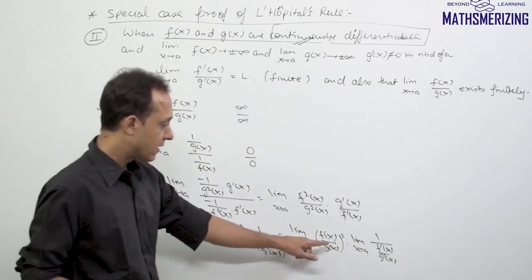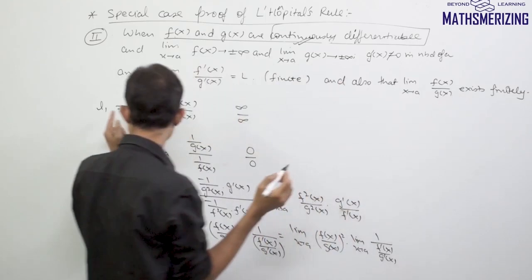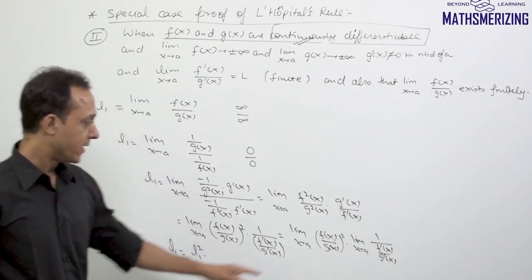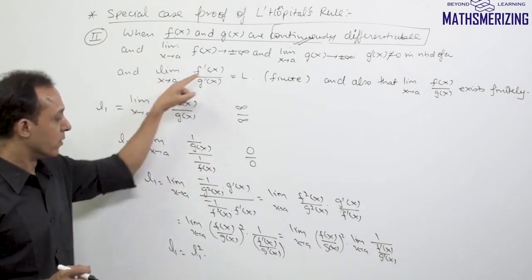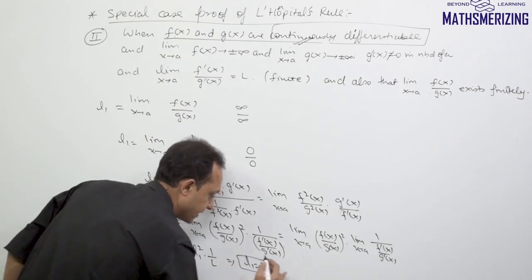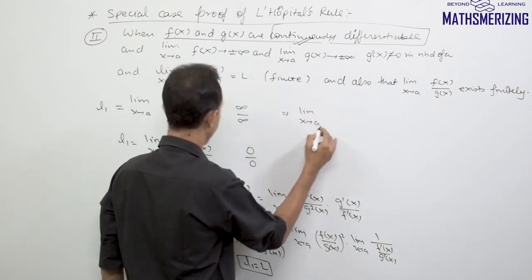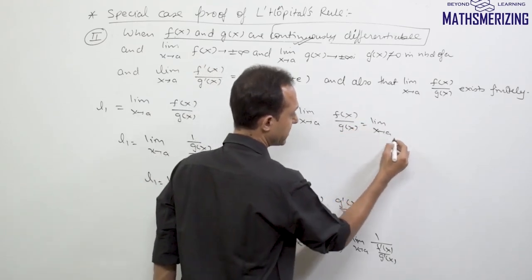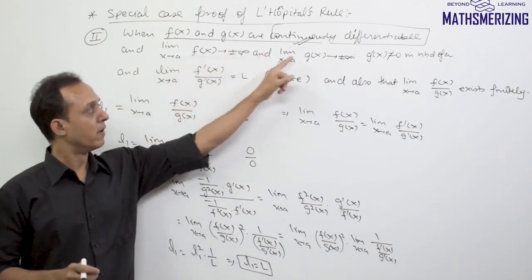Now we know that limit x tends to a f(x) upon g(x) exists, and we have assumed that it exists finitely and its value is L1. So I can write this limit as L1, and that should be equal to L1 square and then 1 upon f'(x) upon g'(x). Now f'(x) upon g'(x), this limit is equal to L. So I can write it as 1 upon L. So if I cancel L1 with L1, I can write L1 is equal to L. So by comparing these two values, I can say that limit x tends to a f(x) upon g(x) is equal to limit x tends to a f'(x) upon g'(x) when f tends to infinity and g tends to infinity.